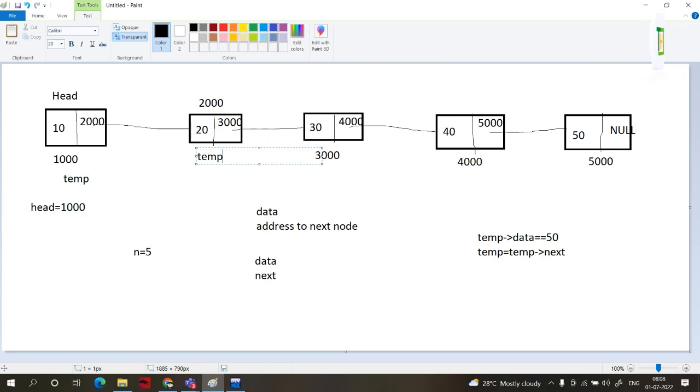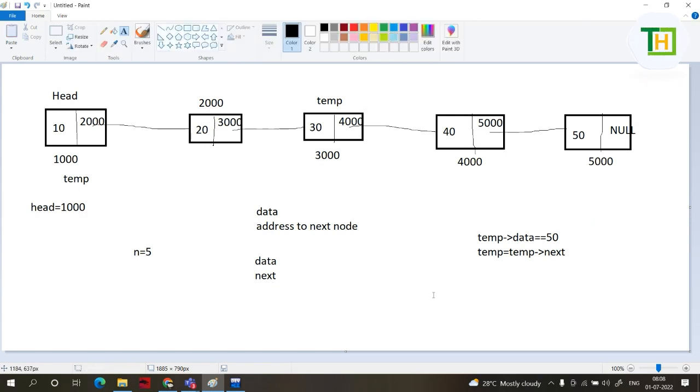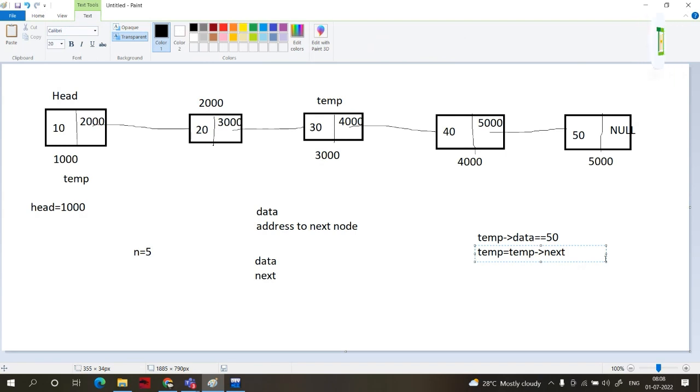Here I'm going to check: is temp.data, that is 20, equal to 50? No. Then again I have to move temp to the next node. Again, I'm going to check whether temp.data is 50. No. And again it is going to search like this. These two lines are very important here, especially this line: temp = temp.next. It is moving to the next node.